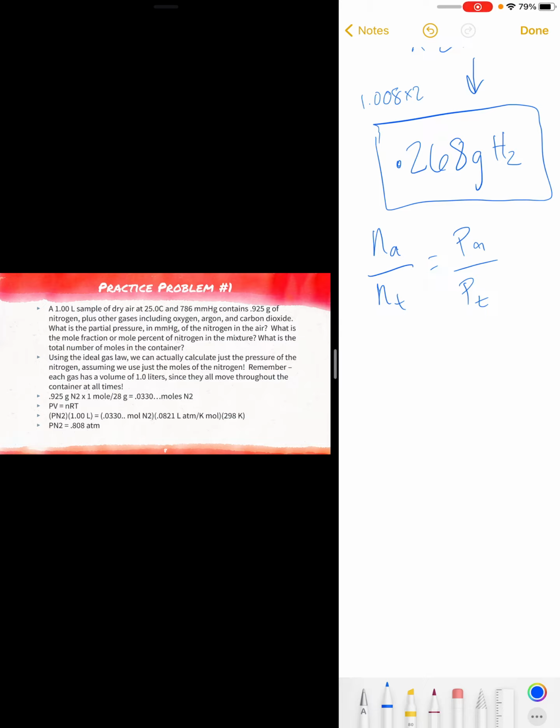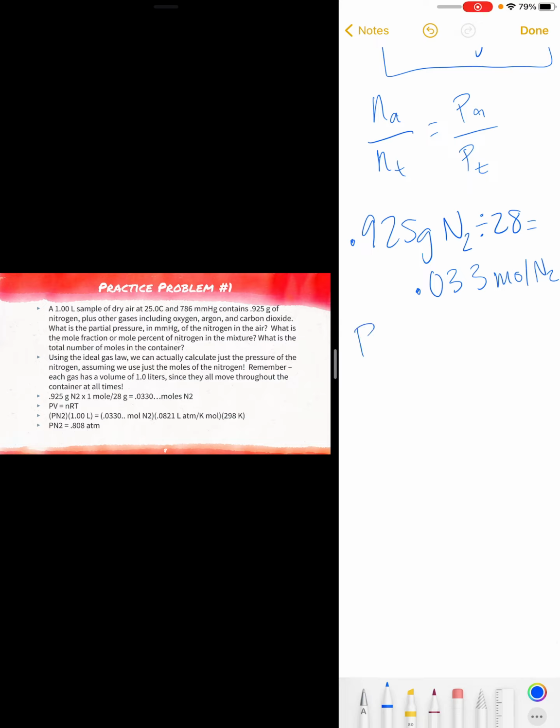First, using the ideal gas law, we can calculate the pressure of nitrogen, assuming we just use the moles of nitrogen. Remember that each gas has a volume of 1 liter since they all move throughout the container. So first thing I want to do is figure out how many moles of nitrogen I have. If I have 0.925 grams of nitrogen, which is nitrogen gas, so it's N2, all I need to do is divide by the molar mass of N2, which is about 28. When I divide those two, you should get something like 0.033. This is going to be moles of N2.